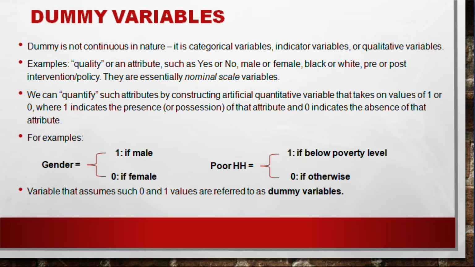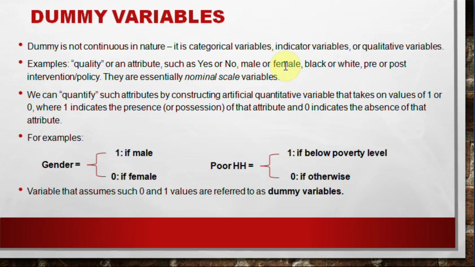It's like making it that quality. You are now quantifying it in terms of number. All right. So like yes and no, I can decide to say that my yes is 1 and no is 0. Male and female, I can decide to say male is 0, female is 1.